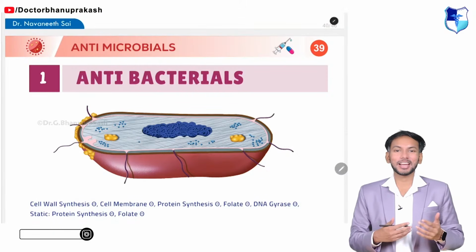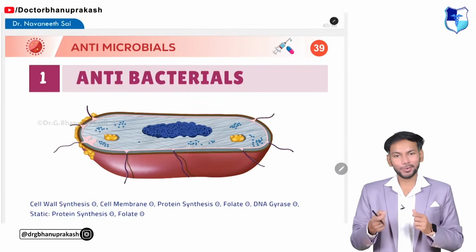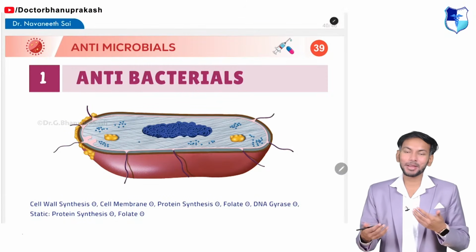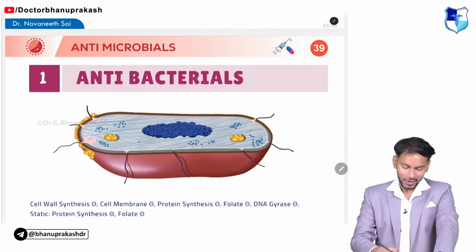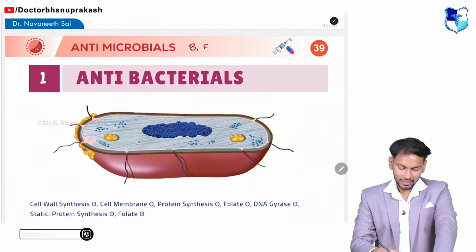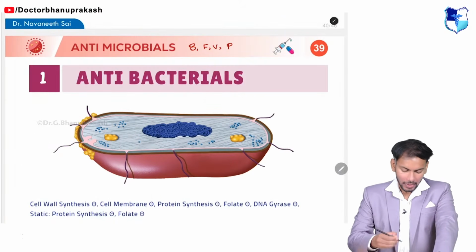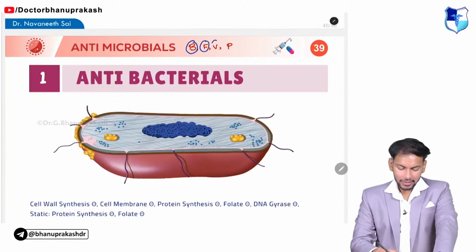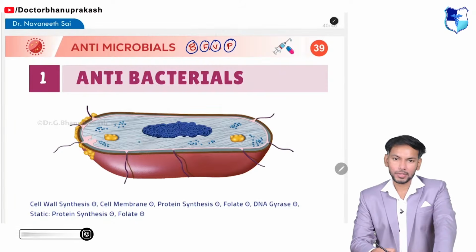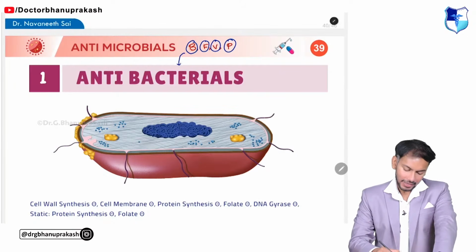So now we are going to start with the antimicrobials. Antimicrobials means these are the drugs acting against microbes. So what are the microbes that we know? These are bacteria, fungi, viruses and protozoa. So this is what we are going to discuss: antibacterials, antifungals, antivirals, antiprotozoals. So first we will start with the antibacterials.